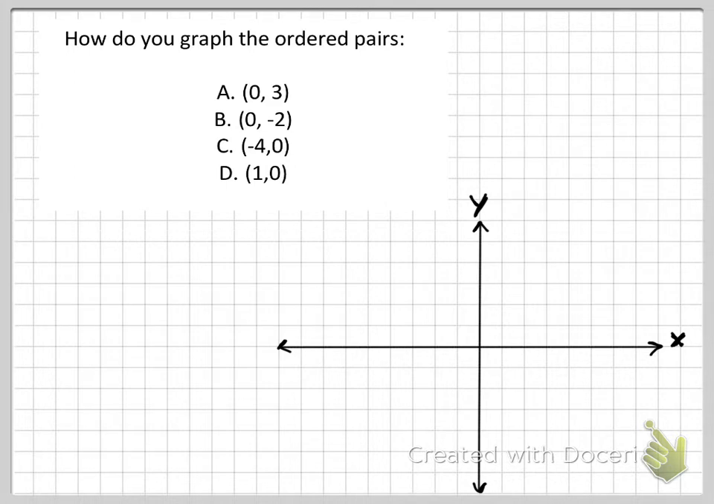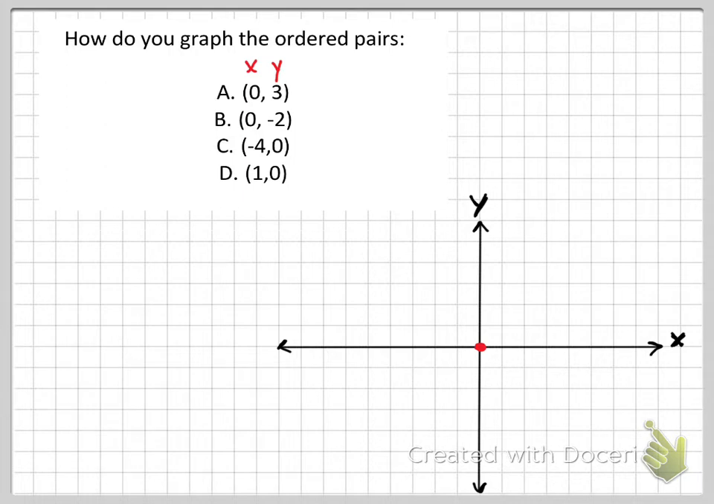So let's start with the first point, which is 0, 3. So I invite you to remember the fact that the first value is the x value and the second value is the y value. So what does that mean? That means that the first value tells you how far from the origin, remember the origin is right here at 0, 0, so the first number tells you how far left or right from the origin you move. So since the number is 0, that means you stay right at the origin. So that means we don't move left or right on the x-axis, we just stay at the origin.